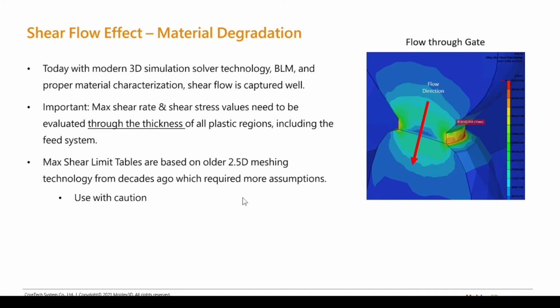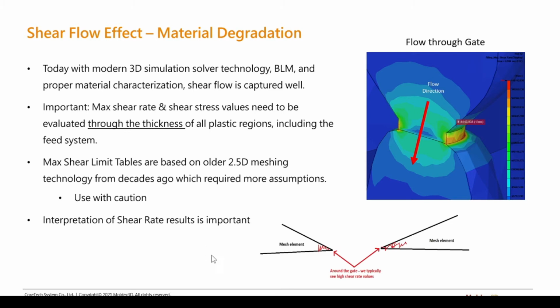One other thing to note about the shear rate tables is that they are actually based on a 2.5D meshing technology. And that's usually why those values have such a high safety factor placed on them, because they know that there were inaccuracies back when the technology wasn't as good as it is right now. So it's always recommended to use caution when utilizing those tables. The interpretation of shear rate results is extremely important.